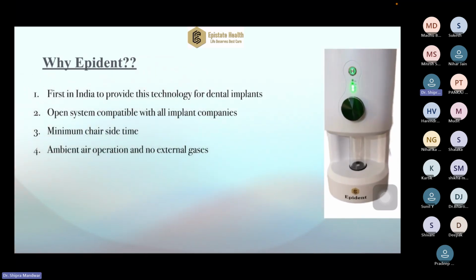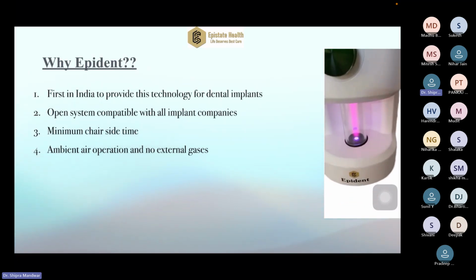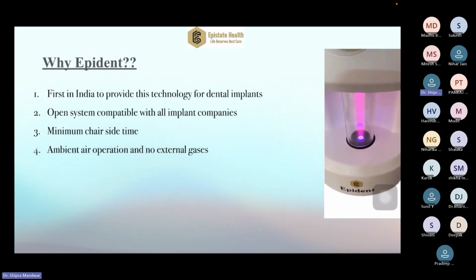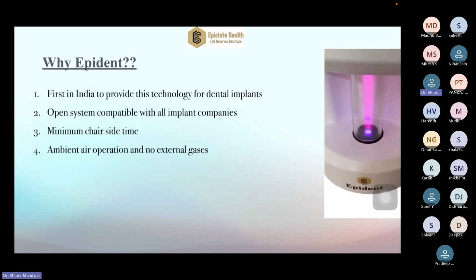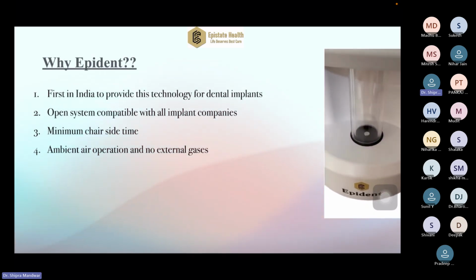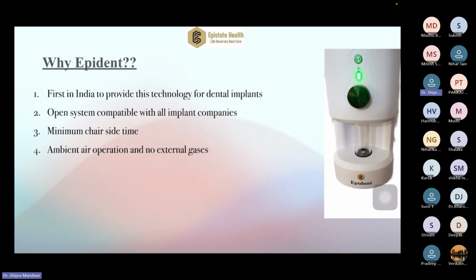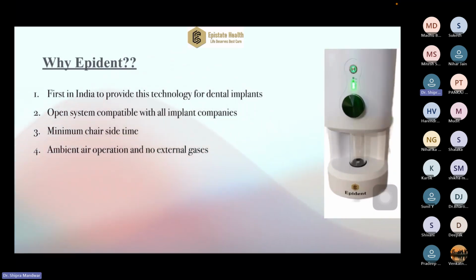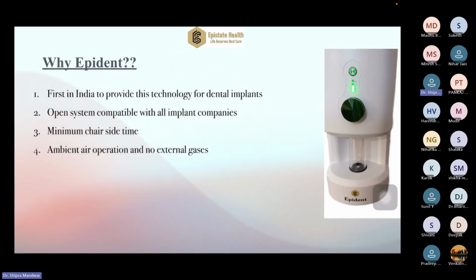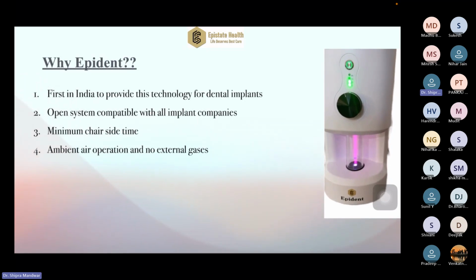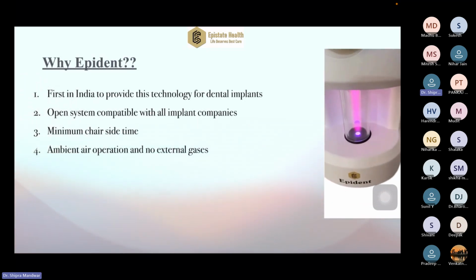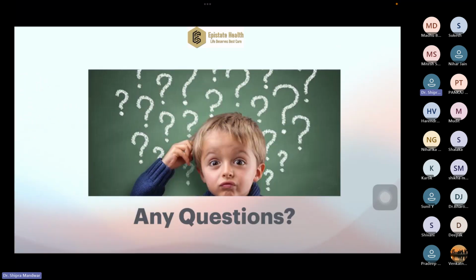There's minimum chair side time, increasing just 1 minute of your chair side time, but giving a predictable outcome. I think we all need this. And of course, there's ambient air operation and there are no external gases, so this is environment friendly. It is perfect for your clinical setups, and I suggest we all should have one of these in each of our clinics.